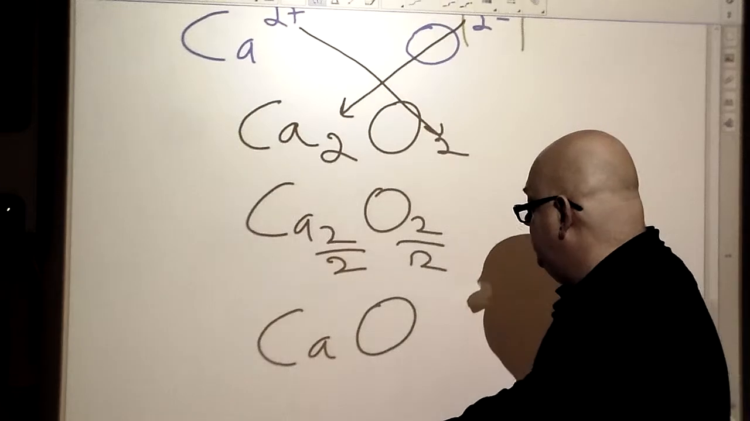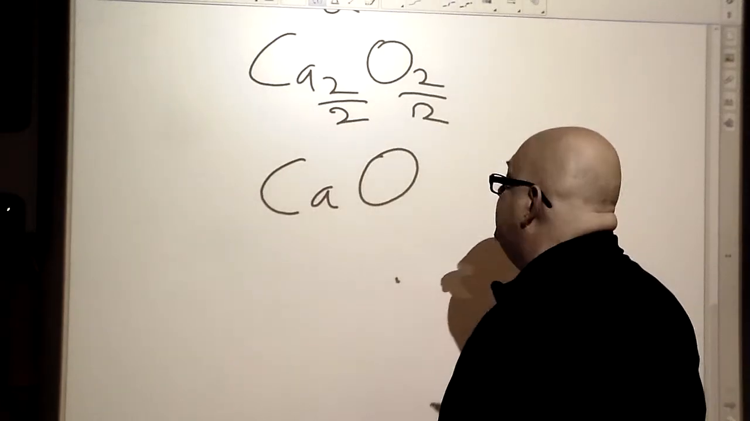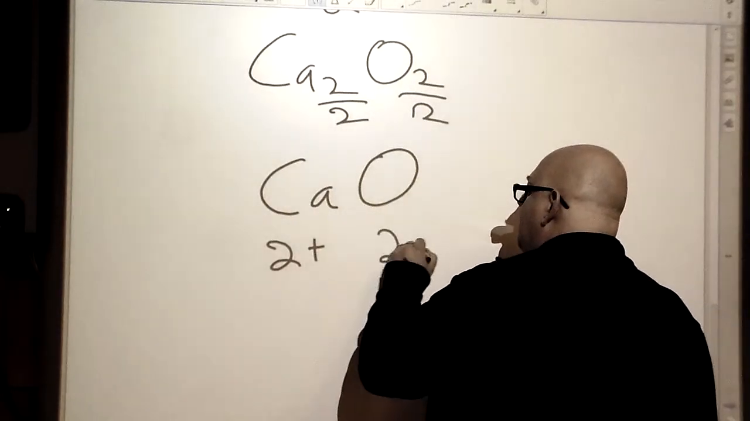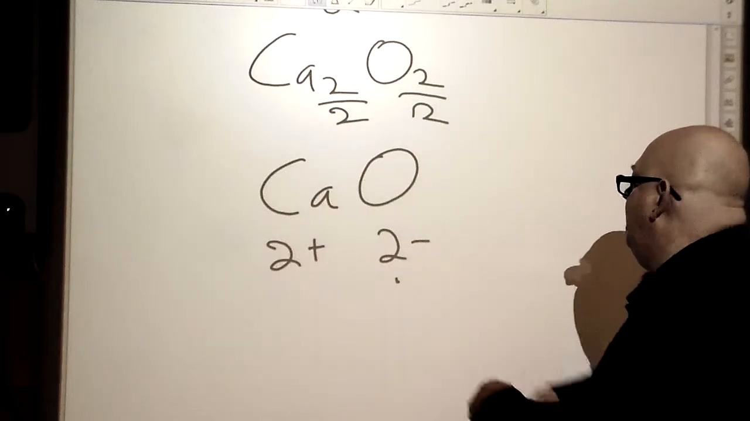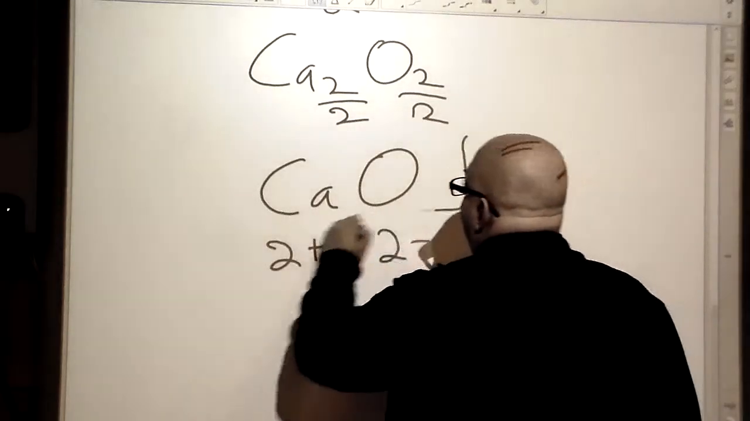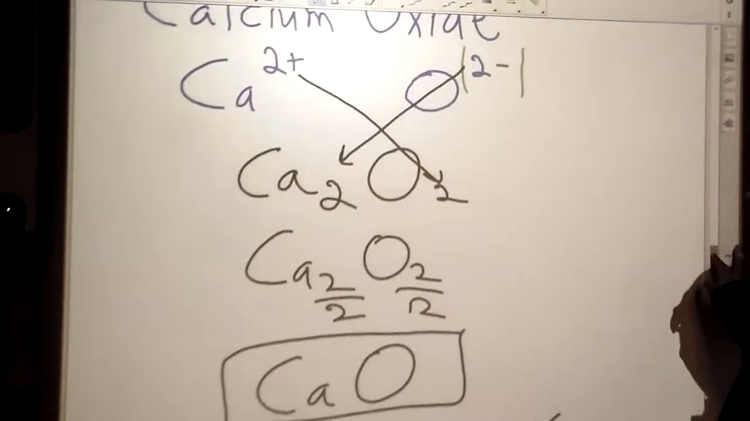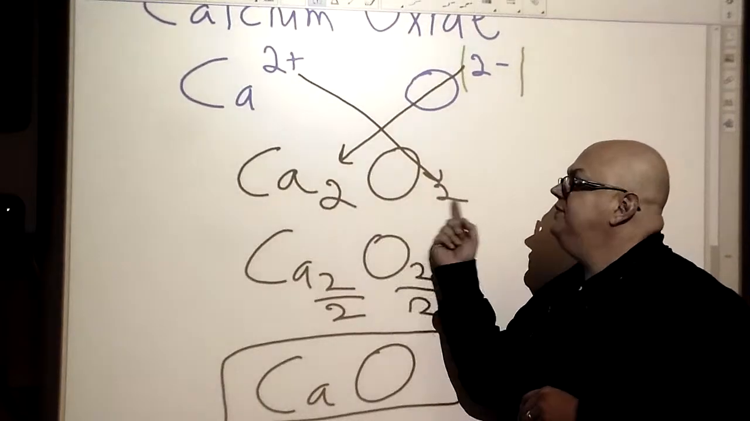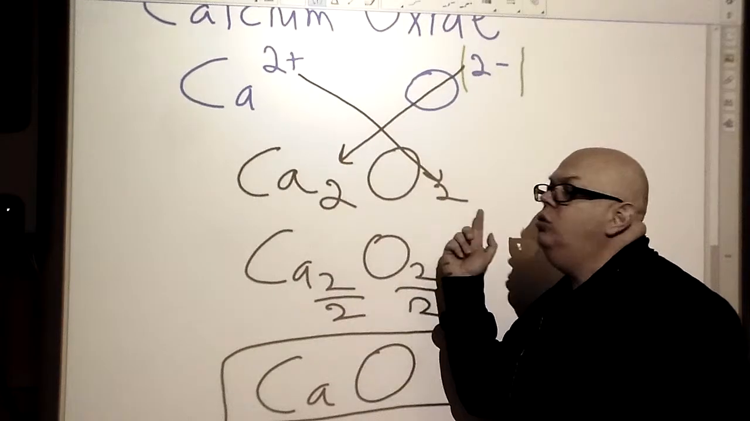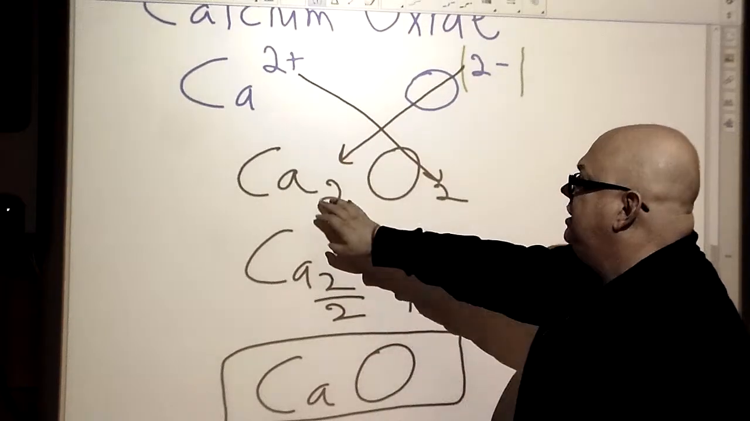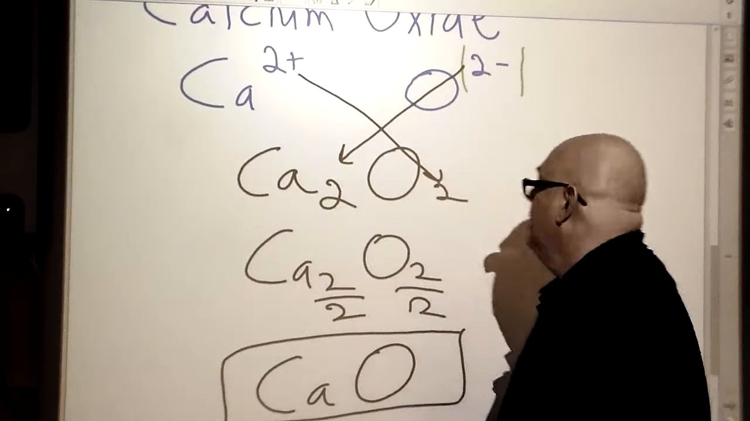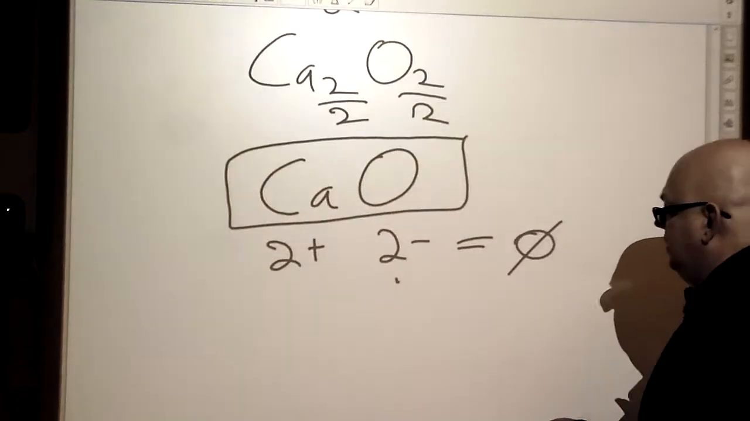Now, let's check. Maybe I'm fooling, but let's check to see if it is actually balanced. Well, calcium has a +2 charge. The oxide has a -2 charge. So +2 and a -2 gets us 0. So, ladies and gentlemen, it is balanced. Now, you'd say, but wait a minute. Do you have to reduce this down? Absolutely you do. Totally you need to. Okay, so it's not Ca2O2, it's CaO. That's calcium oxide.